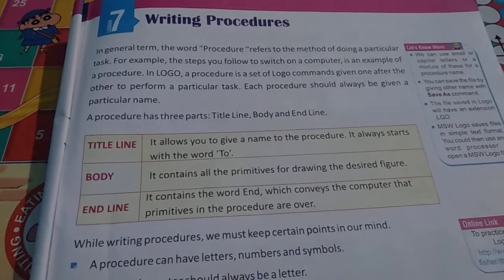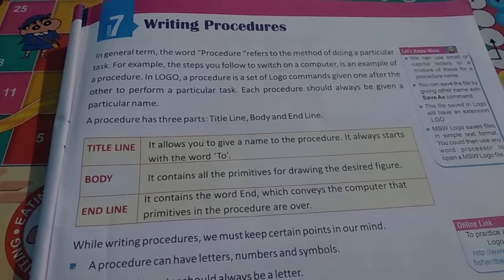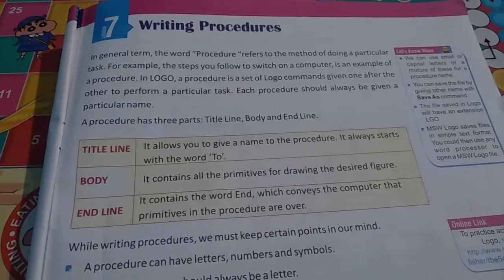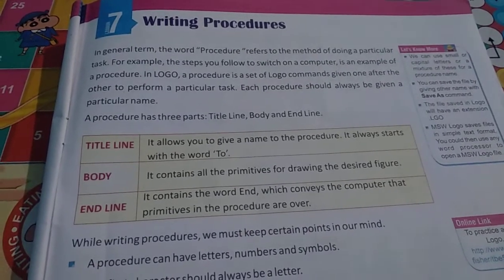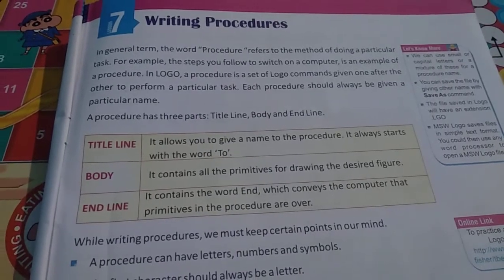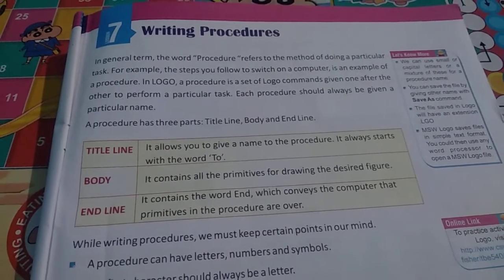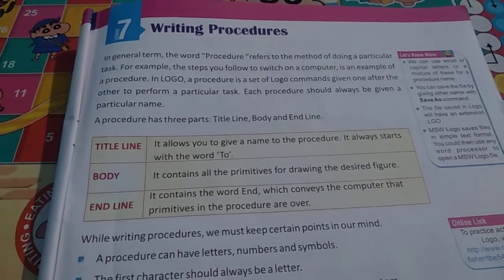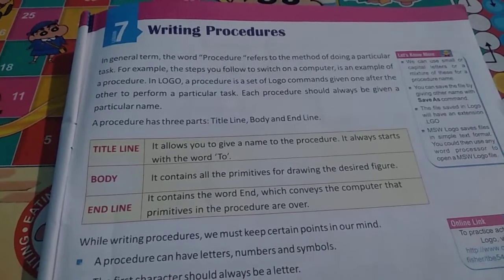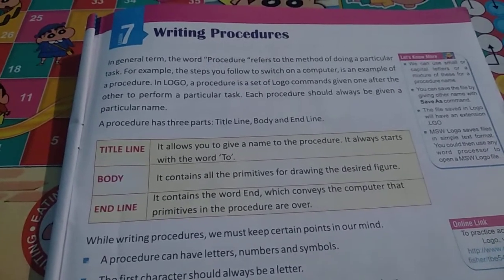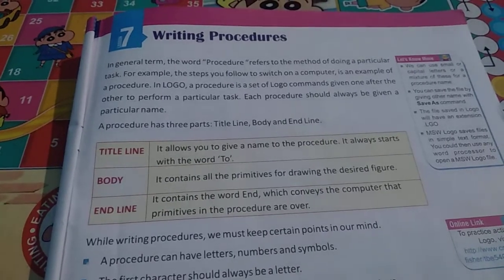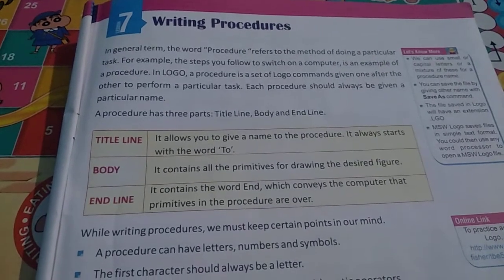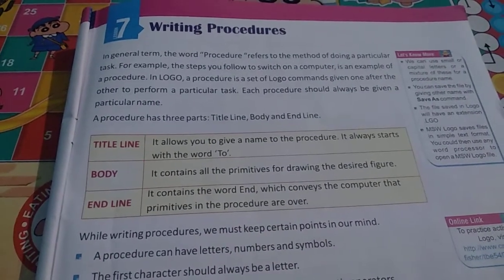Next is the body. It contains all primitives for drawing the desired figures. So primitive, you know what is primitive? Primitives are the commands, like PU, PD, you have already learned in chapter number 6. So the body contains all the commands or primitives for drawing a desired figure. And the last is the end line. When you start, you have to end something. So what will you write at the end? You will write the word end. It contains the word end, which conveys to the computer that the primitives and the procedure are over.